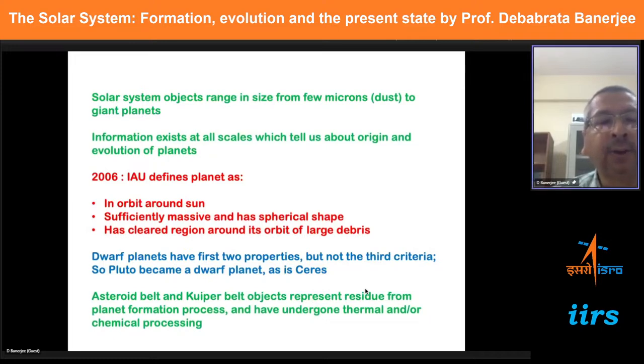And then you have the asteroid belt between 2.2 and 3.2 AU, and then the Kuiper belt objects, icy remnants of the early solar system. They represent residue from the planet formation process and have undergone thermal and/or chemical processing.